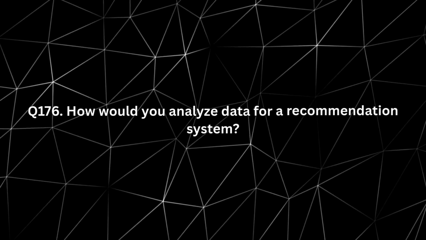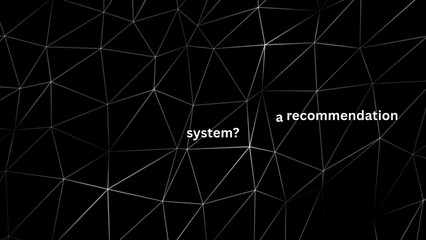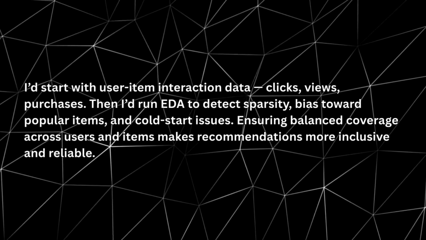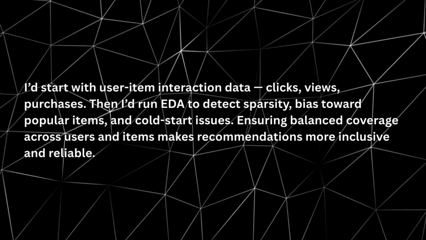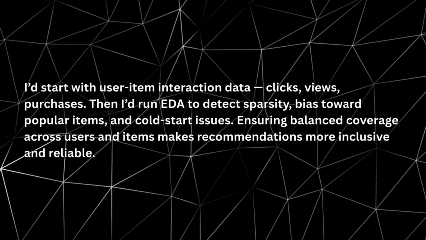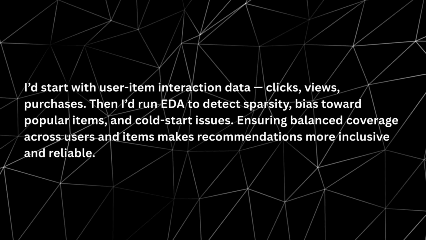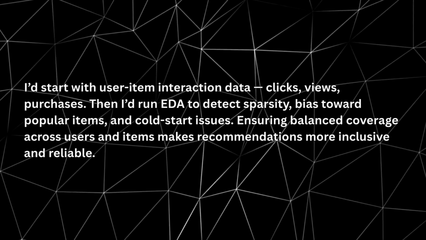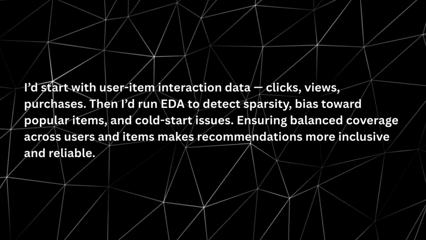How would you analyze data for a recommendation system? I'd start with user item interaction data: clicks, views, purchases. Then I'd run EDA to detect sparsity, bias toward popular items, and cold start issues. Ensuring balanced coverage across users and items makes recommendations more inclusive and reliable.